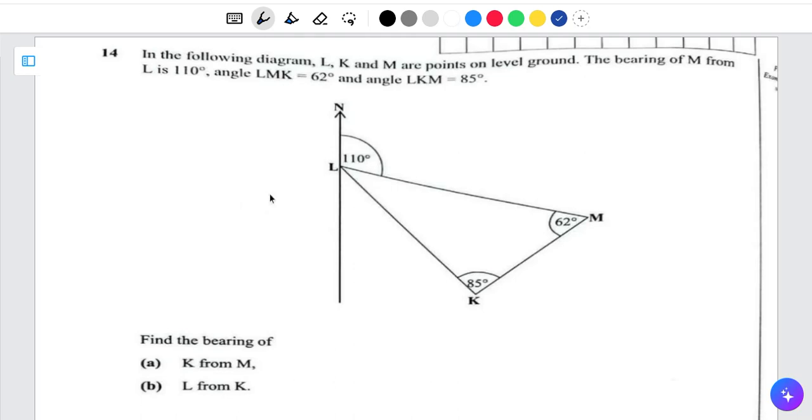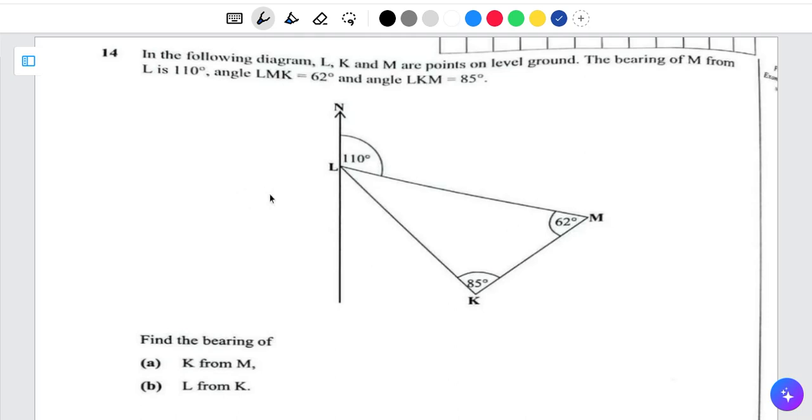From the north, and you need to go clockwise, not anti-clockwise. So you need to go like this when you're finding the bearing. Alright, so the first question is asking us to find the bearing of K from M. So we are coming from M, the north of M, going to K. So let me just draw a line here to represent the north line.